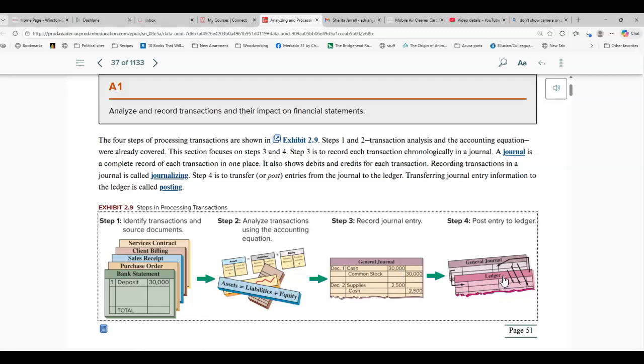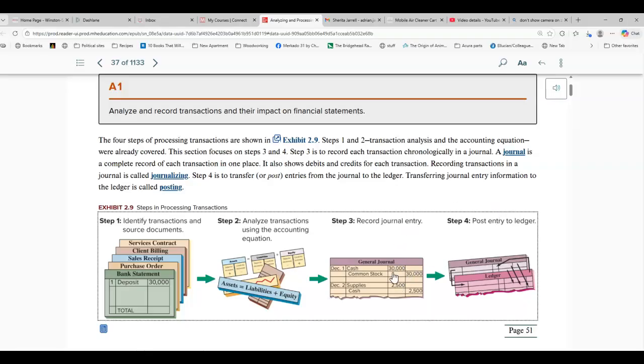Think of the T accounts in the general ledger or any ledger. They look a little different than a T account, but it's basically the same thing. So we identify the transactions, we analyze those using the equation, we record the journal entry, and we post to the ledger.